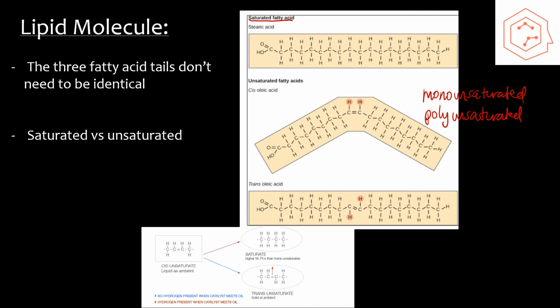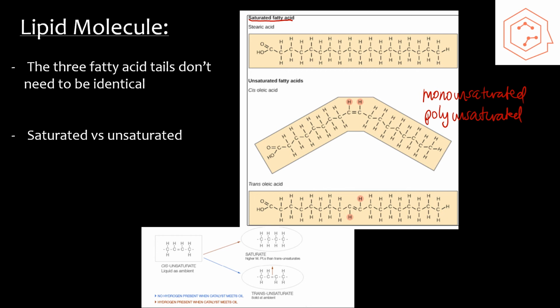Saturated fatty acid tails tend to be straight. Because they're straighter, they can pack more tightly with one another. This tight packing is the reason why fats tend to be solid at room temperature, and they have a higher melting point. This is why butter tends to be solid, because butter has more saturated fat.